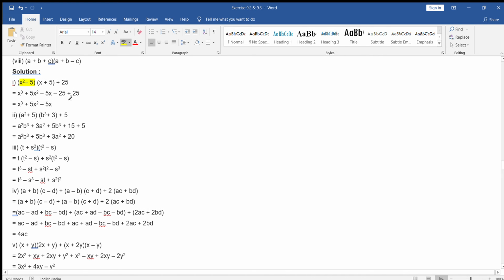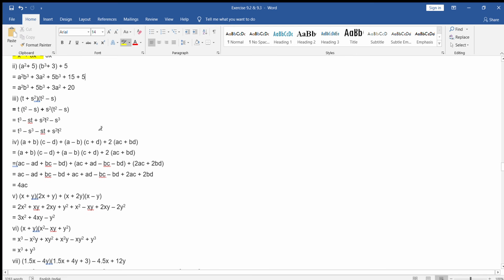Now see, find out the like terms. In these three, none is a like term. And minus 25 plus 25 we are getting 0. So this one is our answer. Okay, in the same way we will solve the rest of the questions.